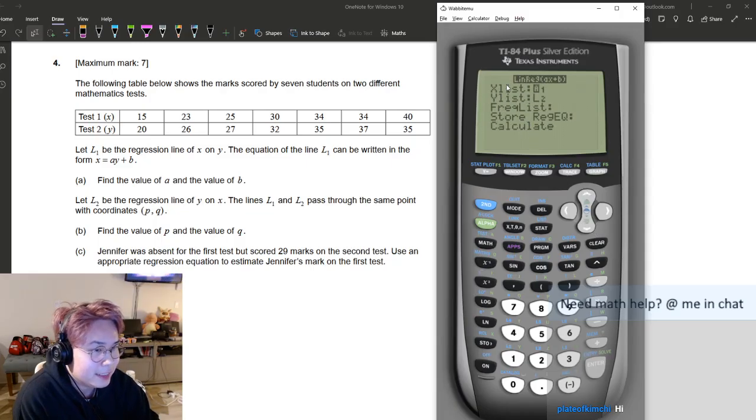And then you have to be careful with the x list. The x's and y's are switched, essentially.